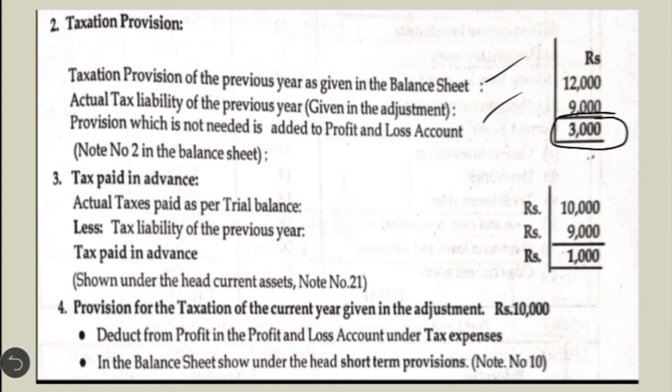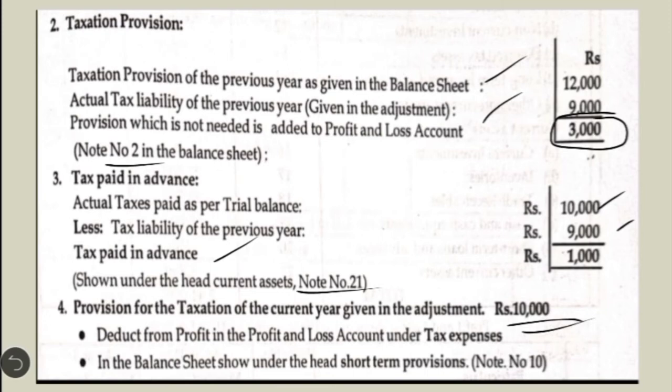So it should be added to the profit and loss account balance in note number 2. Then tax paid in advance, the tax paid is 10,000 but the actual liability is only 9,000, difference is 1,000. So this is the taxation paid in advance or prepaid expenses. So it should be taken in note number 21, that is under other current assets. Okay, then as we discussed, current year's provision 10,000, there is no confusion. We are going to write that in note number 10, that is short term provision. One more time, we have to show that in profit and loss account under tax expenses.